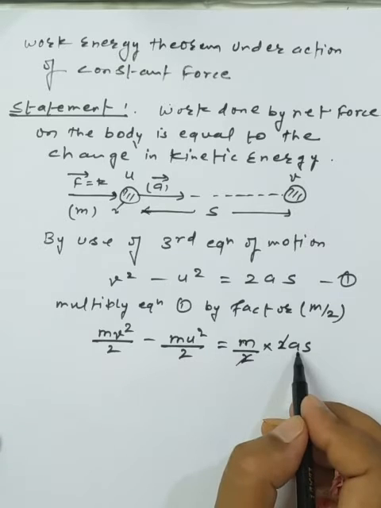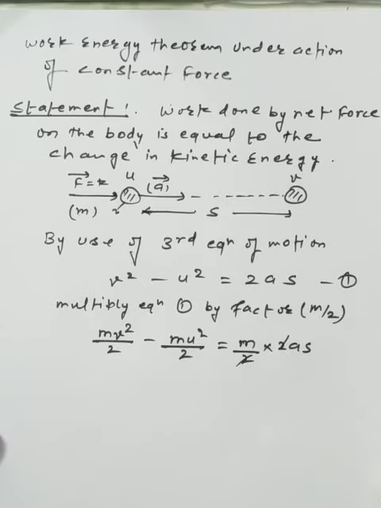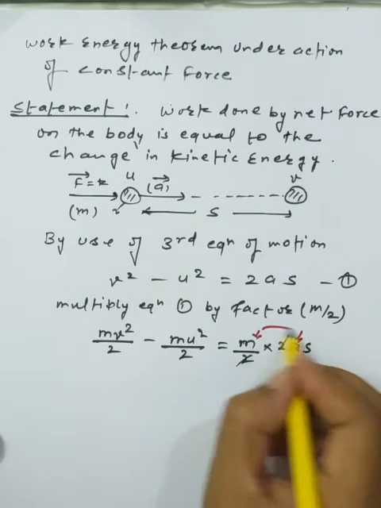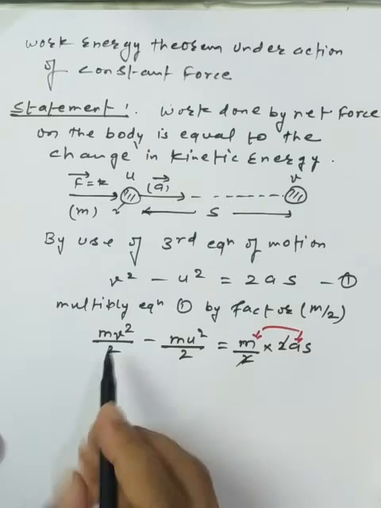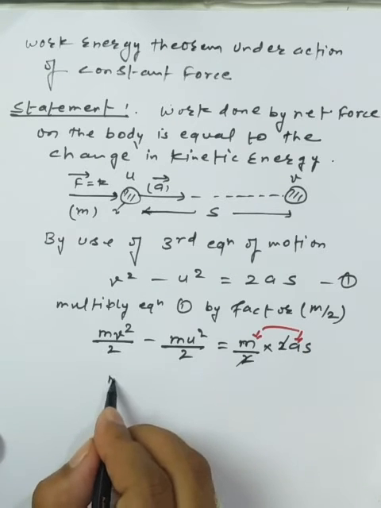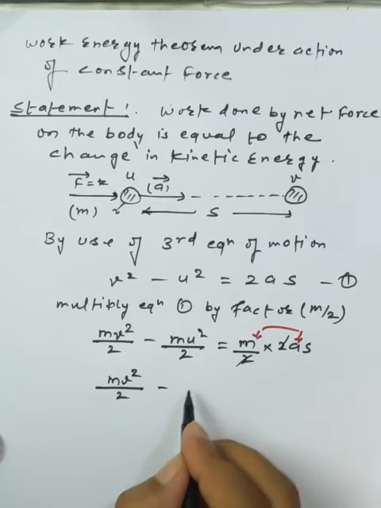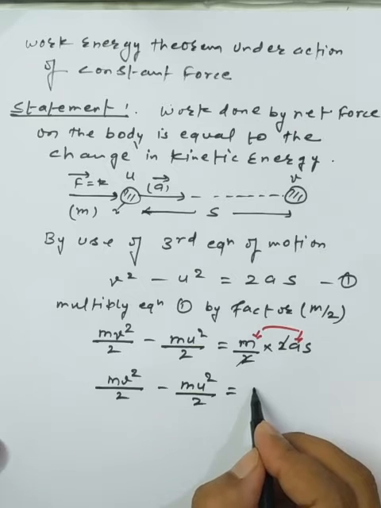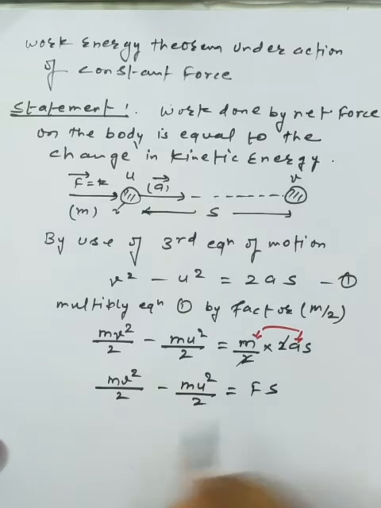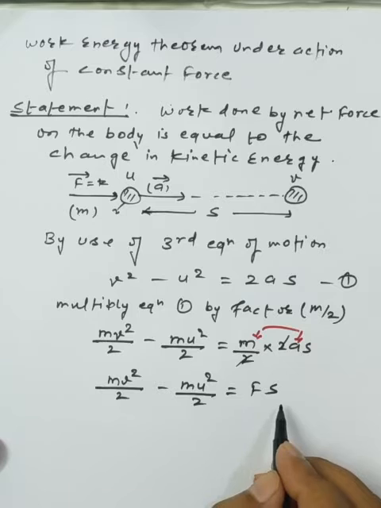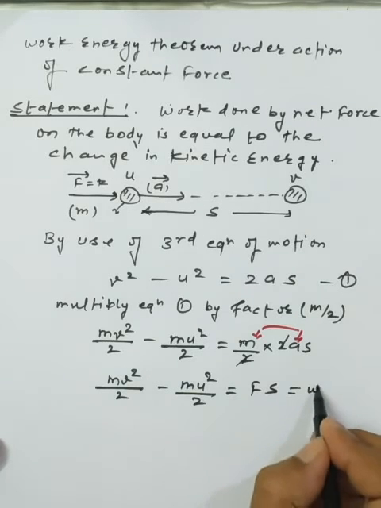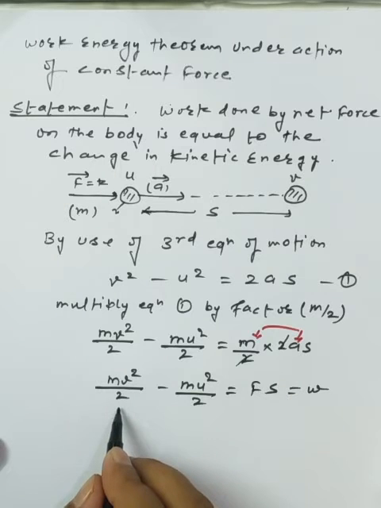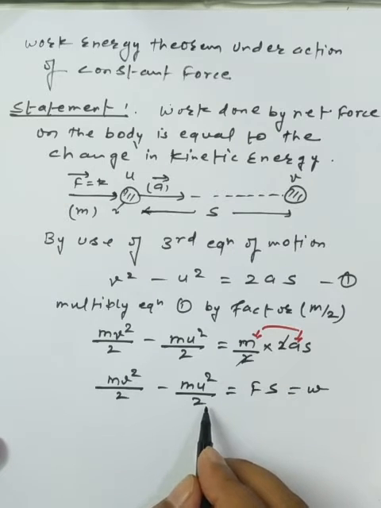So ma, where m and a can be considered as a group, that is the force we have. We will club them together, and I am writing mv square by 2 minus mu square by 2 equals F into s, and F into s is the work done. So I am putting it here as W, and this is the portion of the final kinetic energy, and this is the portion of the initial kinetic energy.